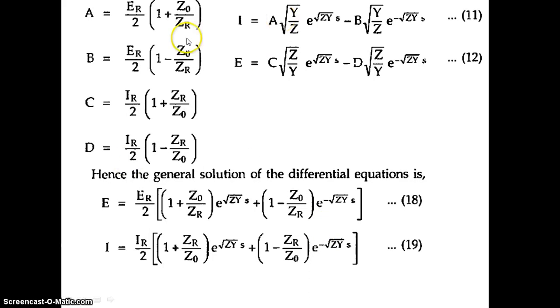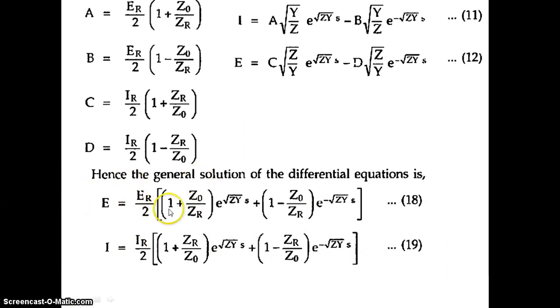Now you substitute in the expressions for I and E. Instead of A you substitute this, instead of B you substitute this, C you substitute this, and D you substitute this. After substituting, you multiply this with Z, it is ZR by Z0. So you will be arriving at these expressions, equations 18 and 19, as the general solutions of the differential equations. These two equations are very, very important. Up to this we have derived the general solution of the differential equations.